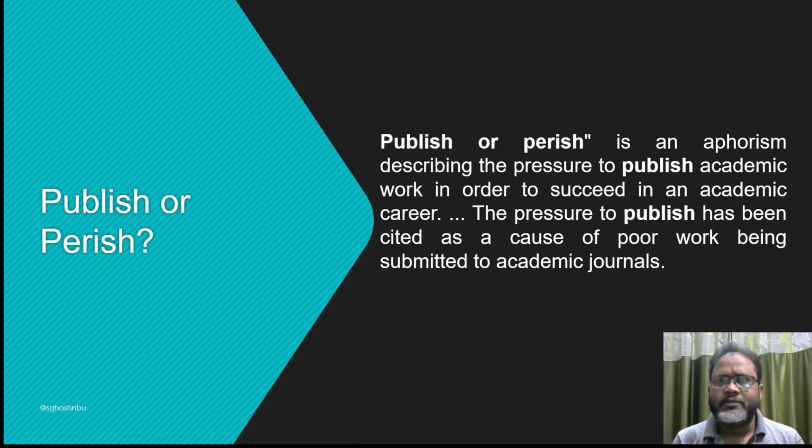And many of the people are actually saying that this type of pressure to publish is the root cause of the poor work being submitted to the academic journals. There is always a kind of hurry, whatever you are thinking, regardless of whether there are duplications, whether other fellows have already published on that particular topic, or whether the work has already been done or not. So you are just mimicking, just parroting that, and trying to publish it for the sake of your academic career advancement.